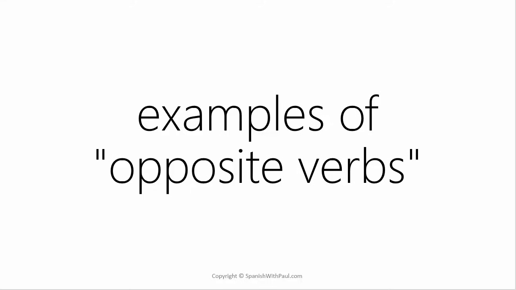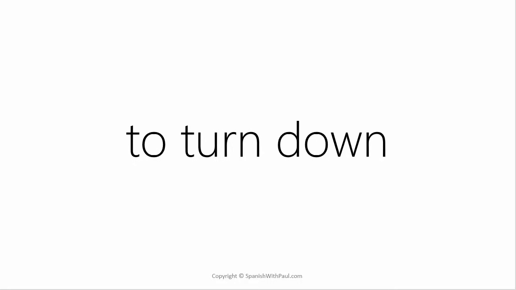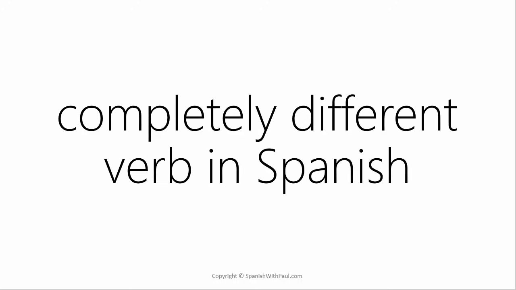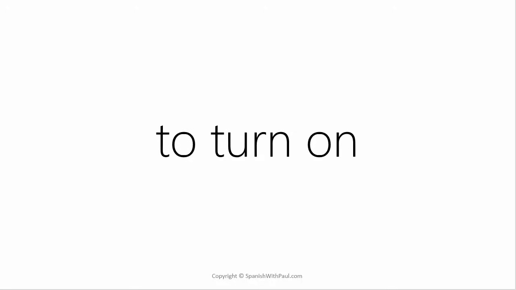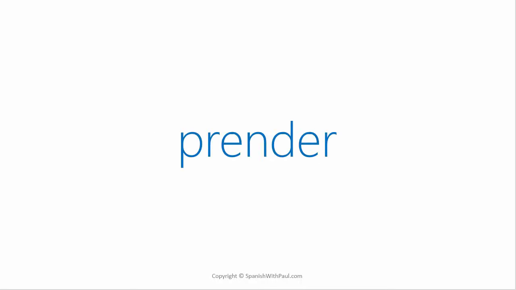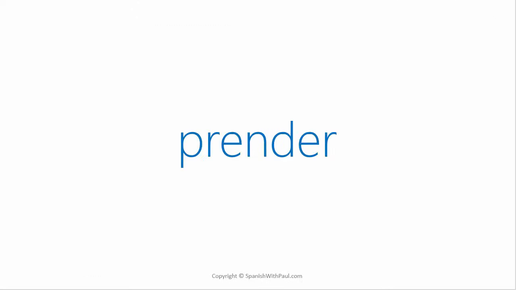In the introduction of this video, I gave you some examples of opposite verbs, such as to turn on, to turn off, to turn up, to turn down. Now, while in English we're using to turn, in Spanish they have a completely different verb for each one of these actions. For example, to turn on, the verb in Spanish is prender. We have two syllables, prender. This means to turn on.